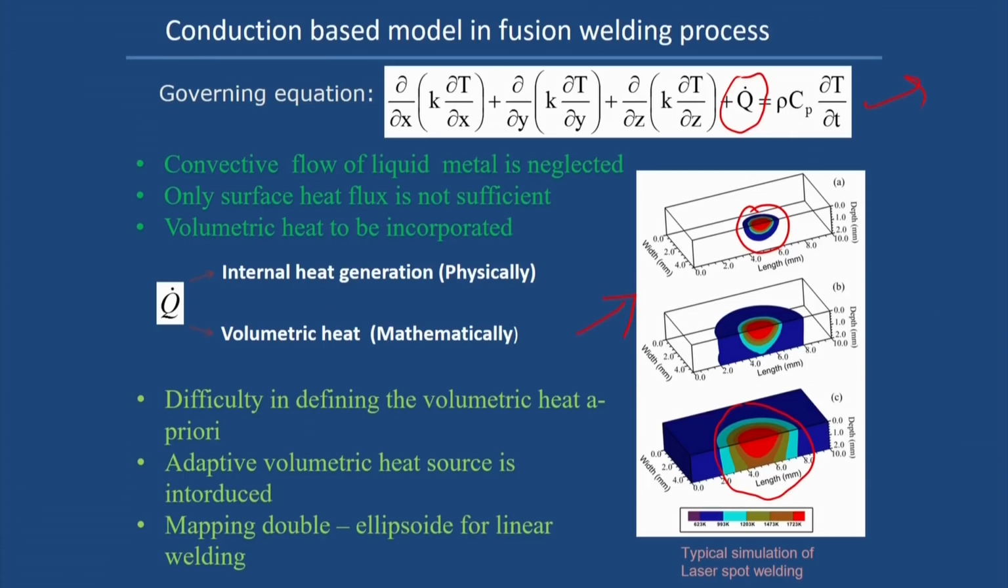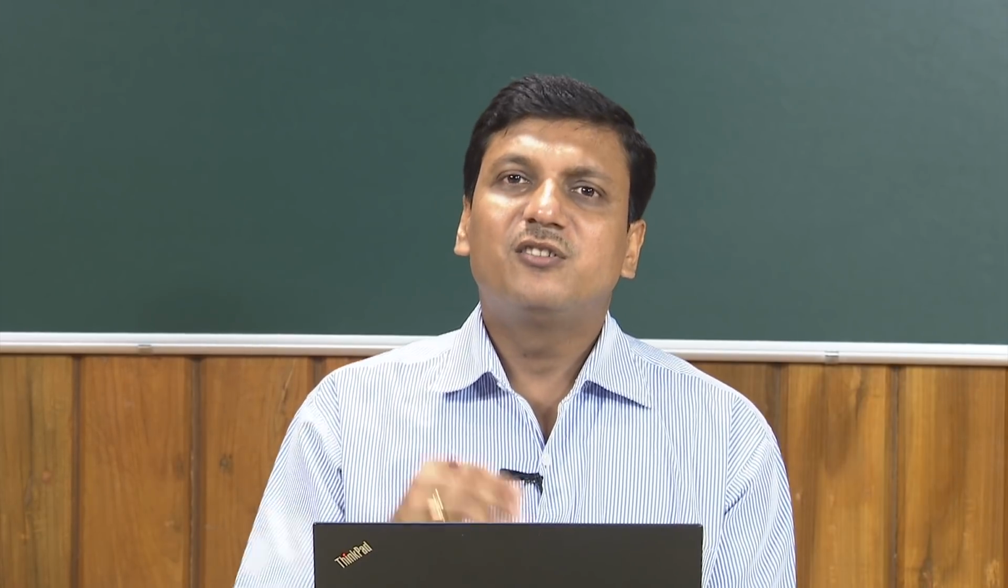Then, when we discuss the representation of the heat source, we can represent it in terms of surface heat flux, meaning the heat flux is applied only on the surface. But sometimes we represent it as a volumetric heat flux, meaning heat is applied over a defined volume in the mathematical model. If it is surface heat flux, it can follow a Gaussian distribution, and we can apply it as a boundary condition through the surface.